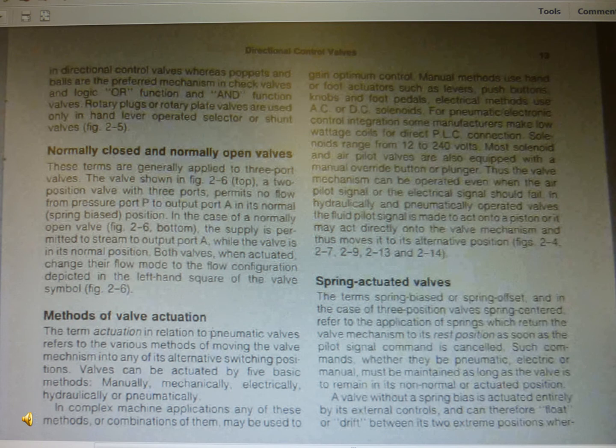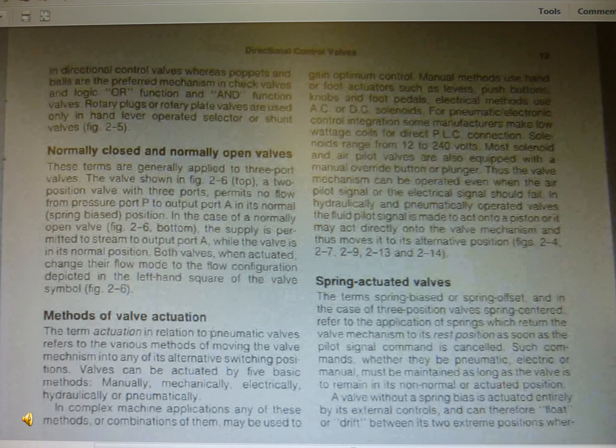With a normally closed and a normally open valve. These forms are generally applied to the 3-port valve. The valve shown in the figures, the 2-position valve with 3 ports, permits no flow from the pressure port B to the output port A. This is the normal spring-based position.